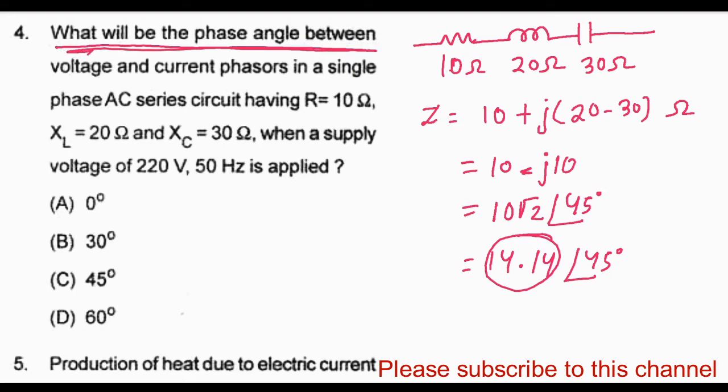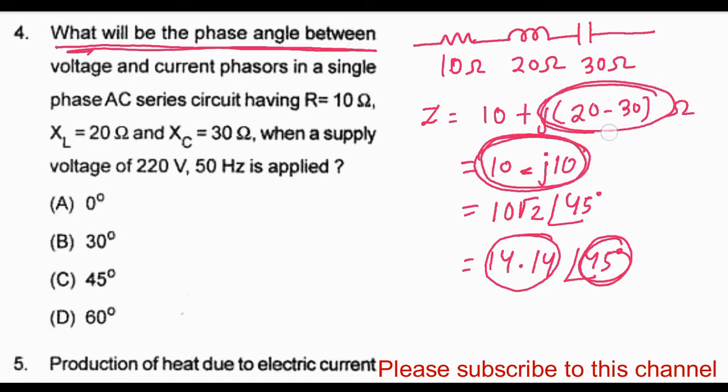This will be 45 degree, because if voltage phasor is angle of 0, then current will lag or lead. Here this will lead because this is capacitive. Circuit is capacitive, not purely capacitive. This is capacitive because capacitive reactance is higher than inductive reactance, so current will lead the voltage by 45 degree. So here answer is 45 degree.